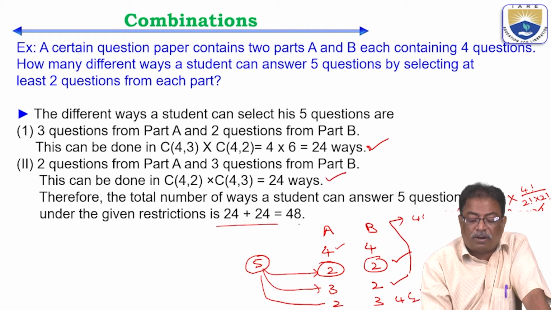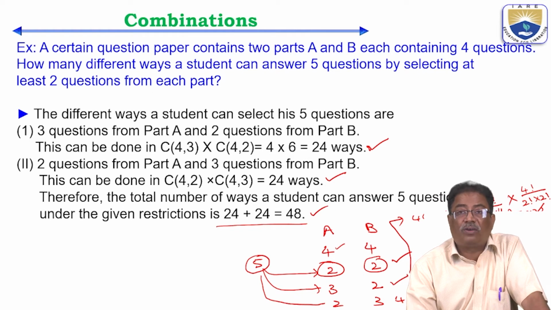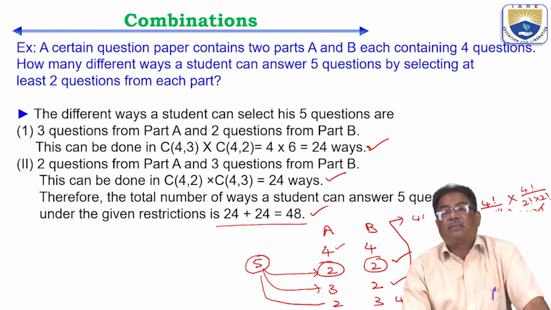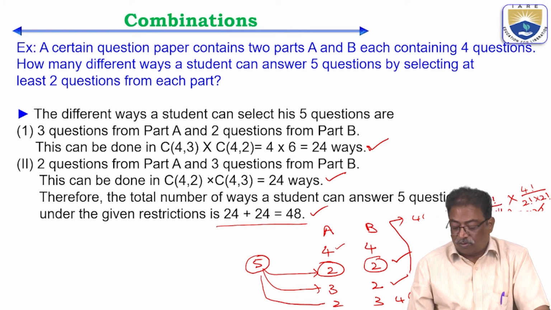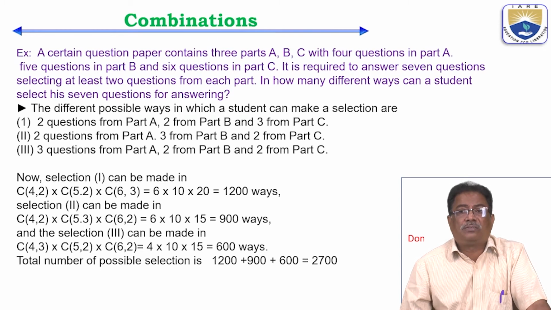Then the total number of ways is 24 plus 24. That means this plus this we have to add. Then the total number of ways the student can answer 5 questions is 24 plus 24. These many ways that one should answer the question.